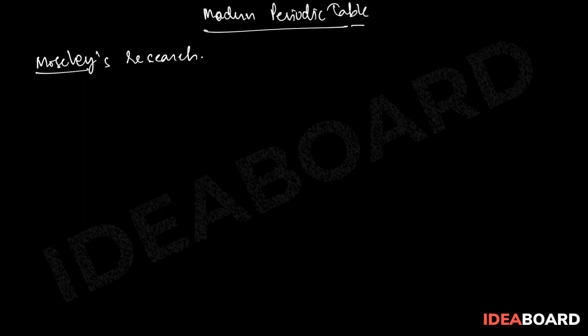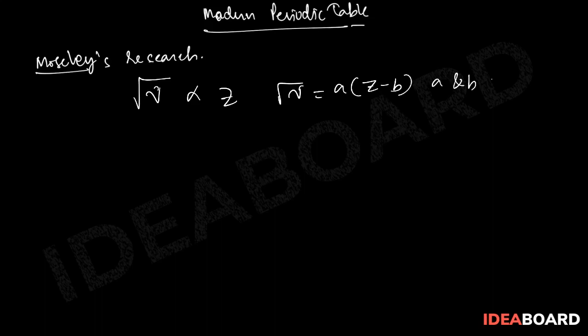He bombarded electrons on metals and found that frequency relates to atomic number such that the square root of frequency is proportional to Z. So he gave the equation: square root of frequency equals a into Z minus b, where a and b are Moseley's constants, which take into consideration the different aspects of each element.